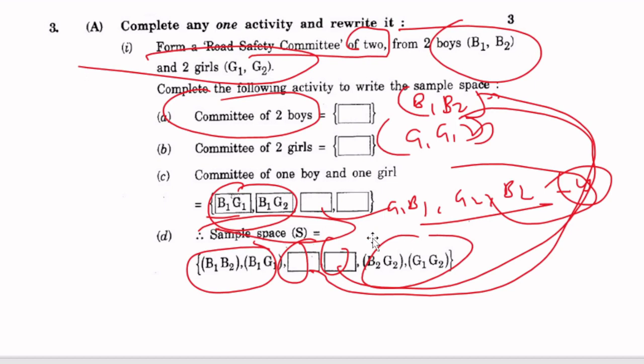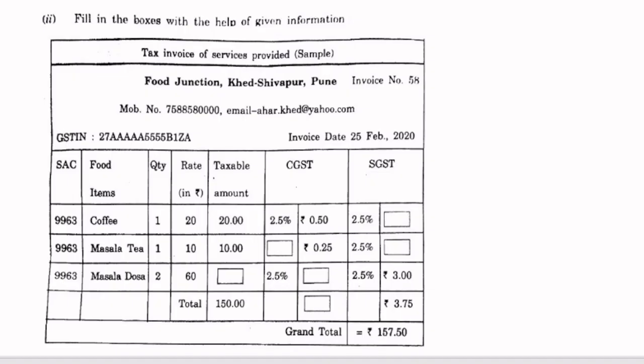3 marks. You are getting 3 marks just filling this bracket, and that hardly takes 2 minutes. Now student moves to the next question. I can see, this is the simplest question paper ever came in history of board exam. Now see, fill in the box with the help of given information. Again you have to fill the activity.